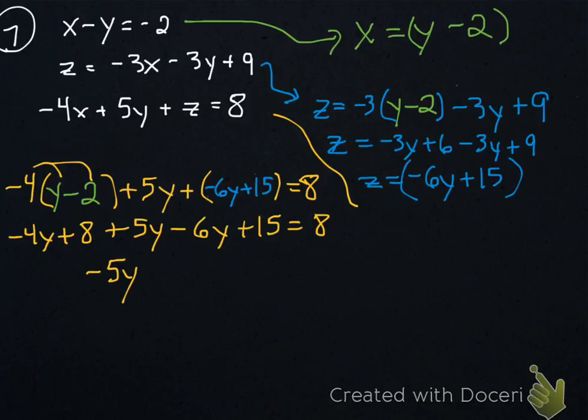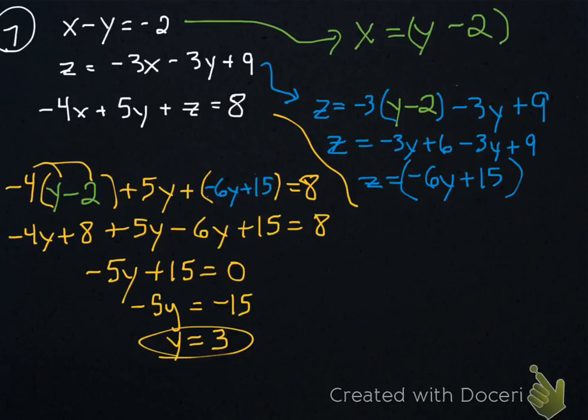If I move the 8 over, it cancels out. I'm just going to leave the 15 where it is. And now I'm going to move the 15 over. So I have negative 5y equals negative 15. Y equals, yep, you got it, 3. So I now have one part of my answer.